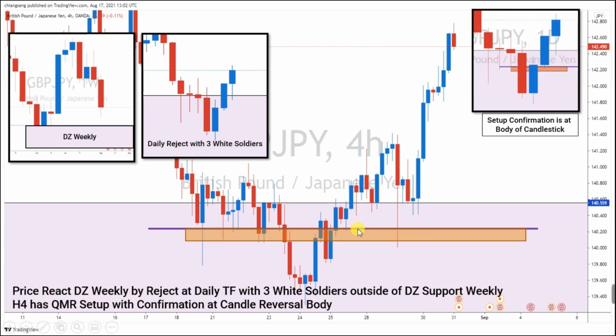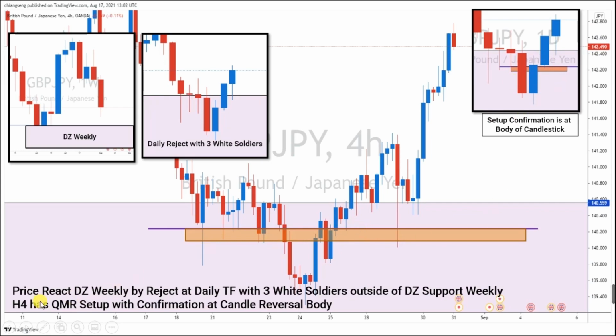So remember, guys, we have the main time frame for the setup with the QMR H4. We want to show that this price has reacted from the danger zone weekly of the support. Next, the price has shown confirmation of rejection with the 3 white soldiers on the daily time frame. Then the QMR setup at the H4 time frame. I want to show that this QMR setup is at the confirmation at the body candle. So you have to show these 4 things in your assignment.